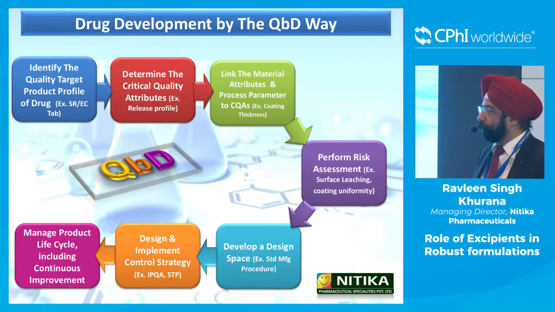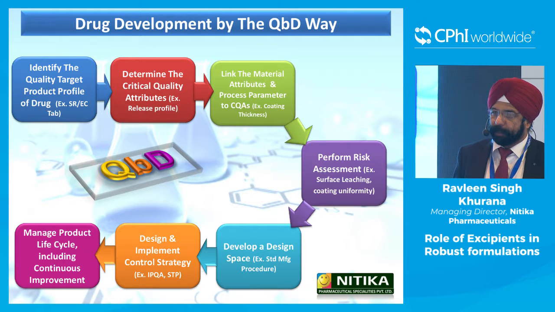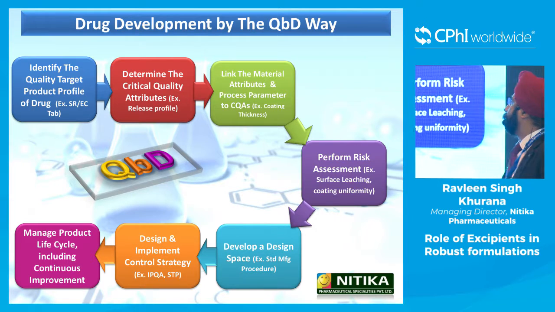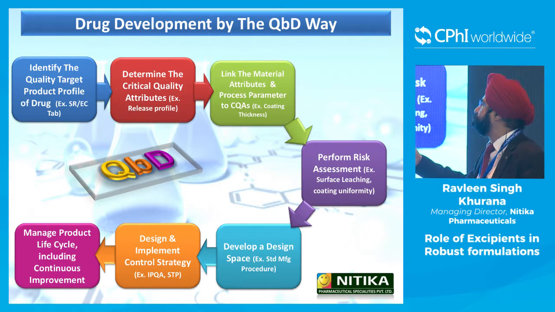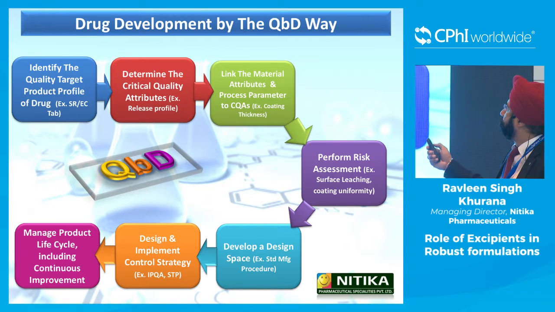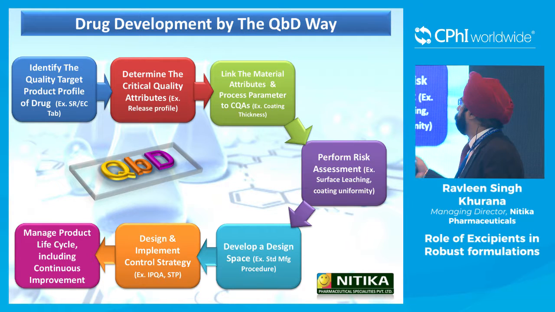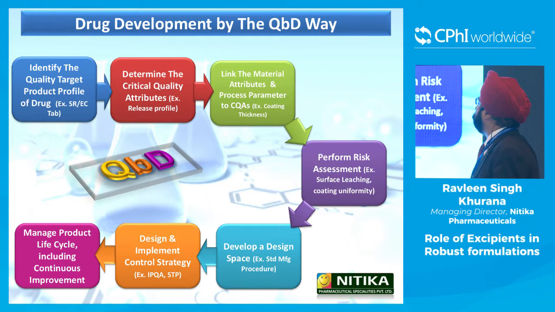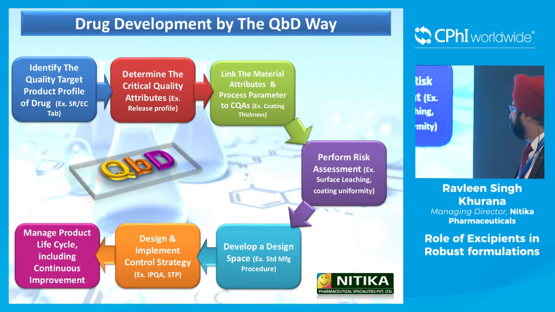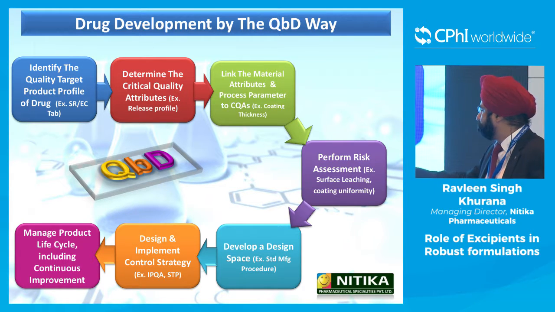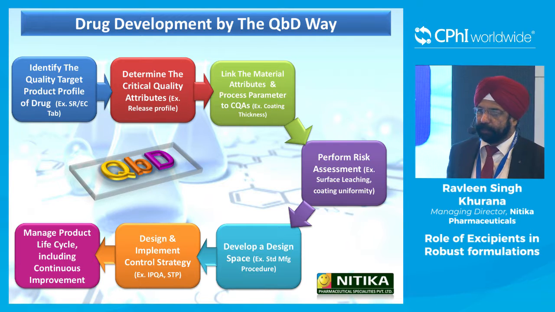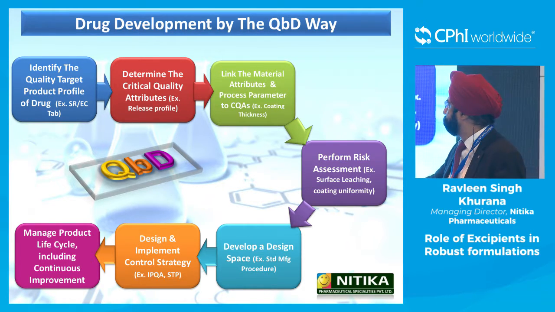First we saw the drug development by the conventional way, and now we see it by the QBD way. We first identify the QTPP. For example, if you're making a sustained release formulation, then SR is a QTPP. Then we identify the CQAs, or the critical quality attributes, in this case the release profile. We link it with the critical material attributes and critical process attributes. We perform risk assessment, develop a design space, develop a control strategy, and manage the product throughout the life cycle. So first we saw the conventional, and now this is the QBD approach.